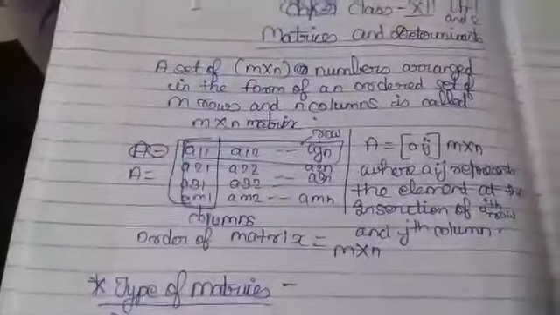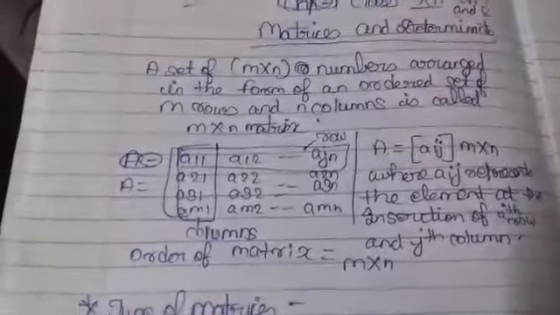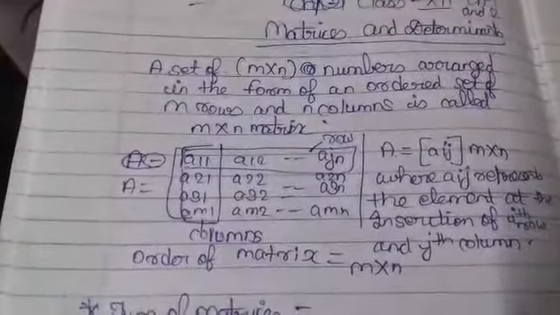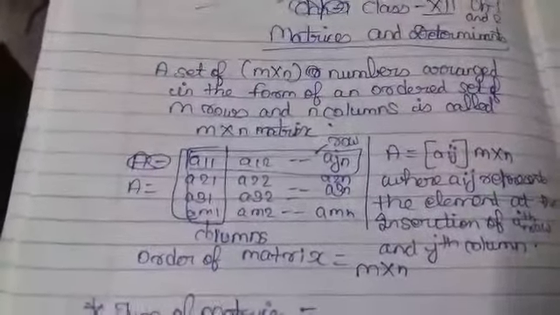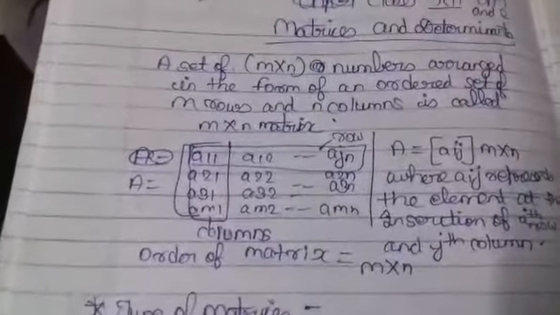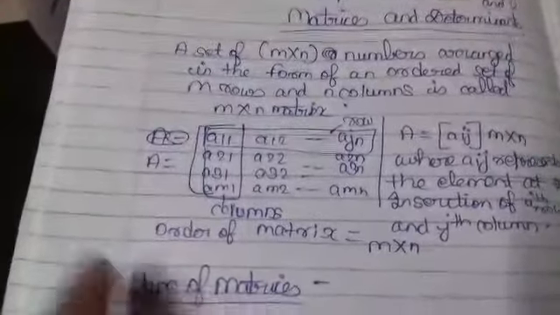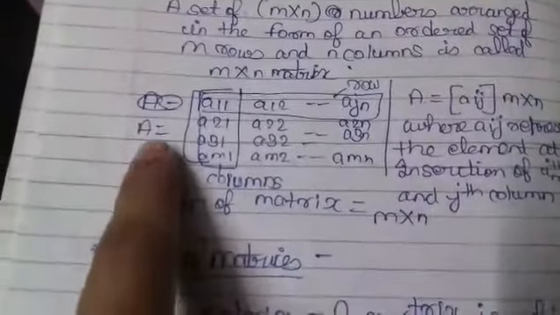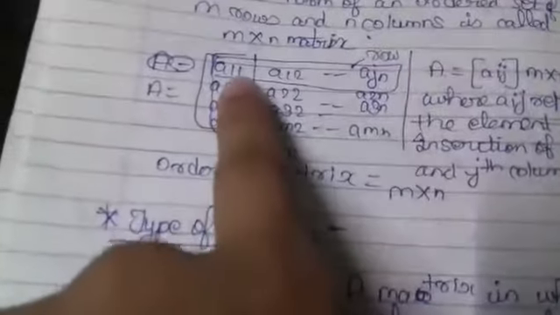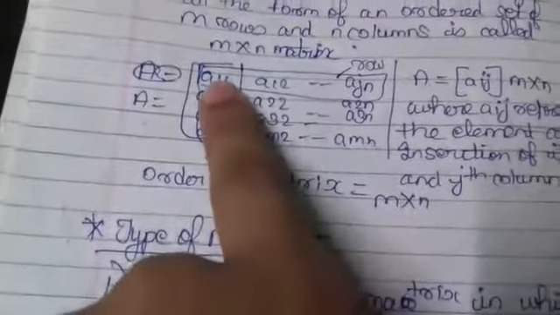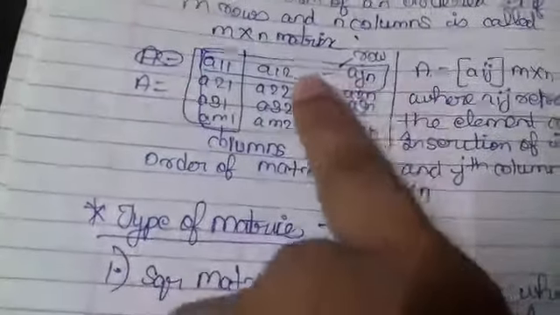So let's start. What is a matrix? A matrix is a set of m into n numbers arranged in the form of an ordered set of m rows and n columns, called an m into n matrix. For example, you can see I have written A is equal to, this is the matrix sign, and here it is written A11 for first row first column, A12 and so on.